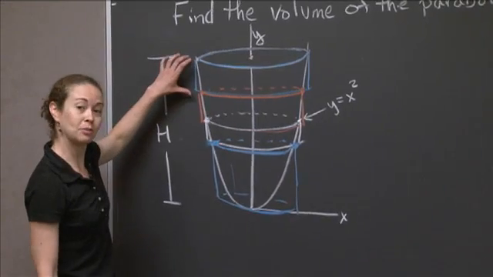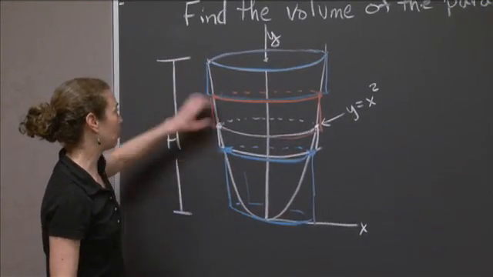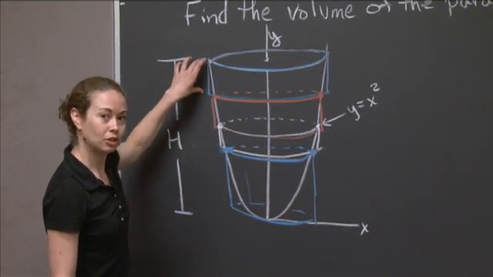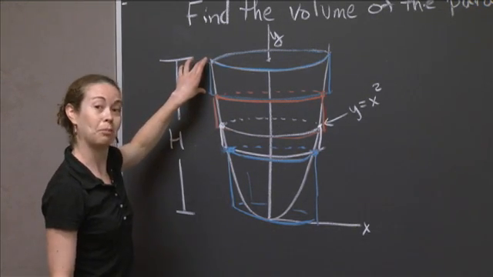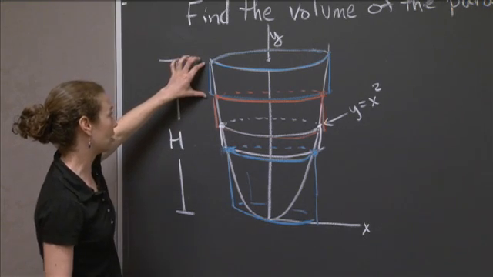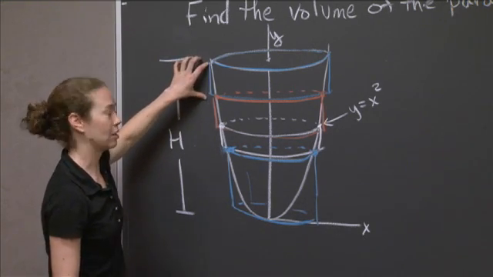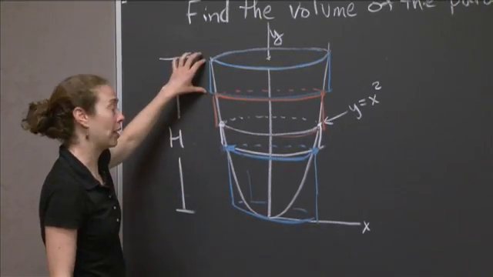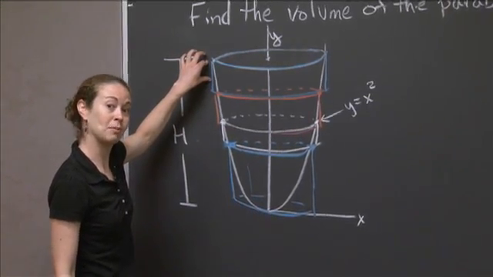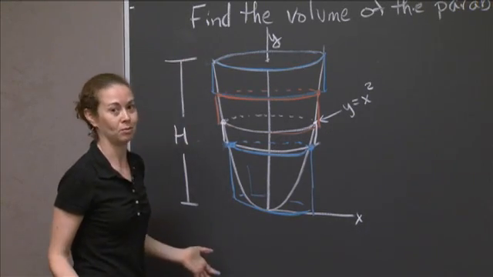And I can actually estimate the volume of this paraboloid by finding the volume of these cylinders. So we have to understand how to find the volume of the cylinders. And then to get better approximations, we're going to make these cylinders flatter, so not as tall. And as they get flatter and flatter, we're going to get better and better estimates of the paraboloid's volume. And then in the limit, we will get the volume of the paraboloid.